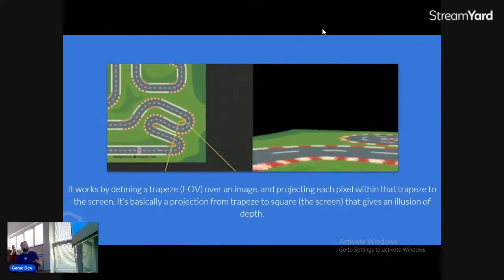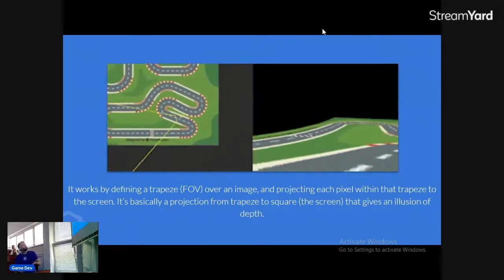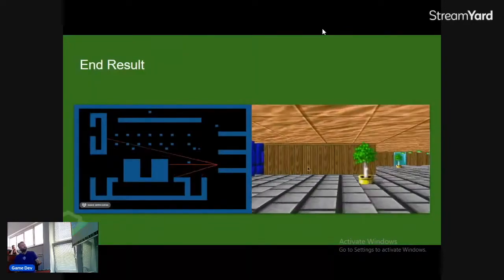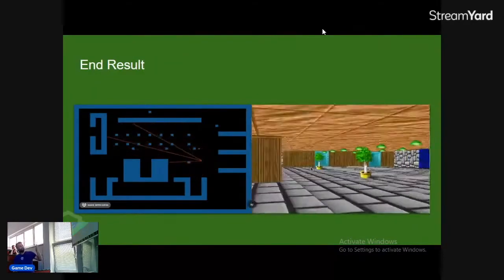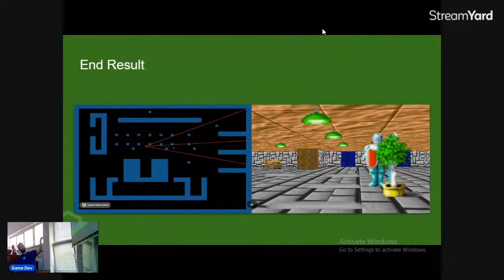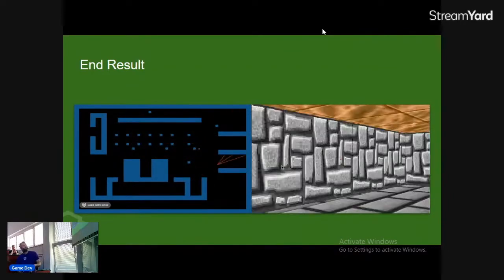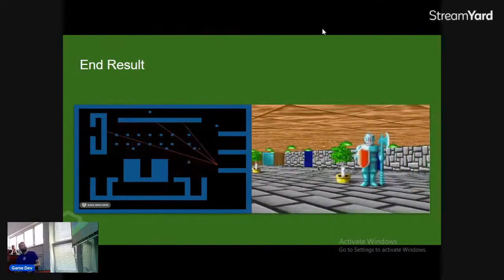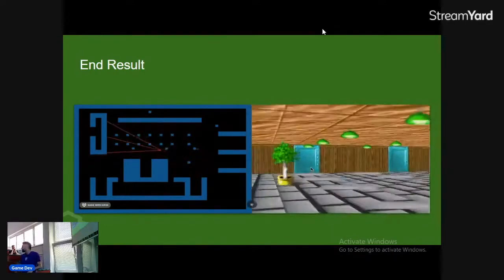I think this is amazing. This is like magic. And this is the end result of a little Wolfenstein clone I did that has floor casting and ceiling casting and lamps and enemies coming at you. And that's it. Thank you.